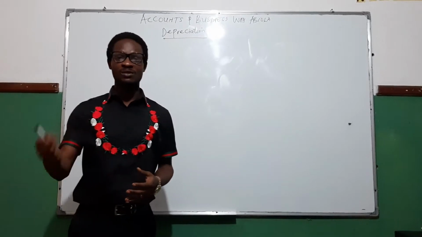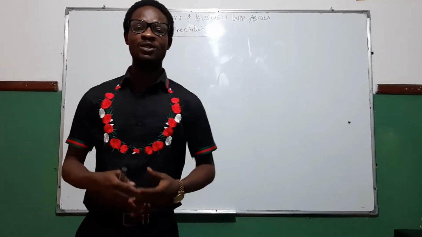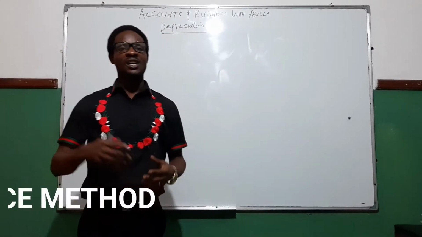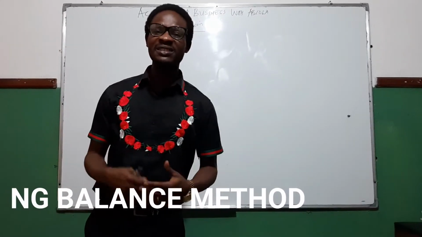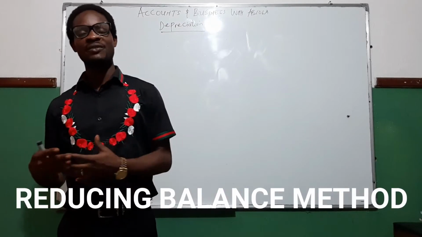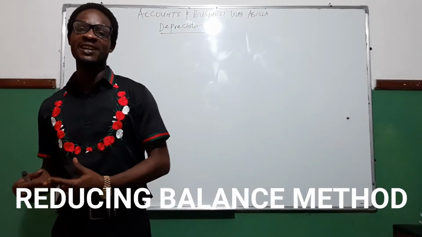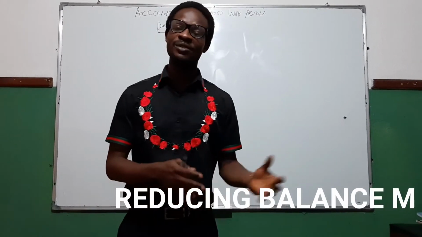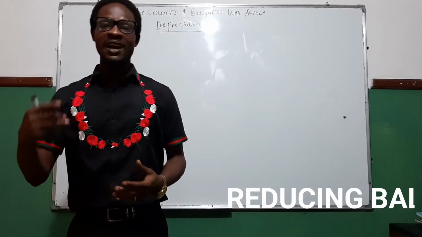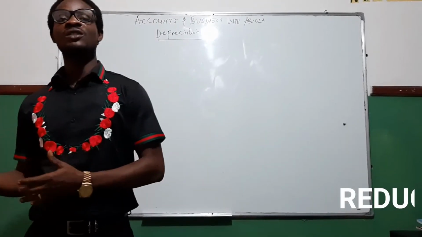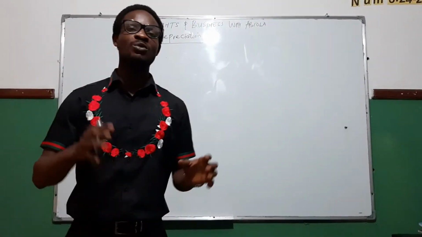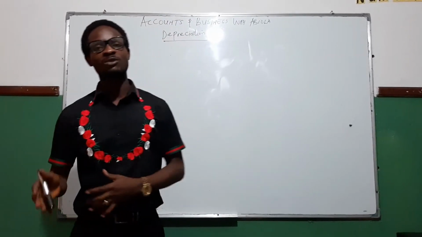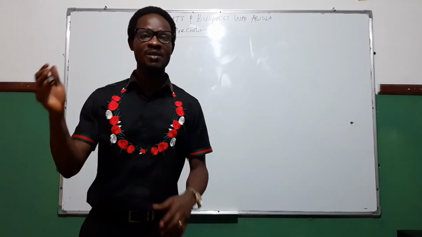Today we'll be looking at the second method of depreciation, the reducing balance method. The proponents argue that some assets will serve the business more and be more efficient in the early years than in the later years of their existence with the business. Hence, the depreciation charged on these assets will be higher, and for subsequent years will be reducing. That's why we call it reducing balance method.